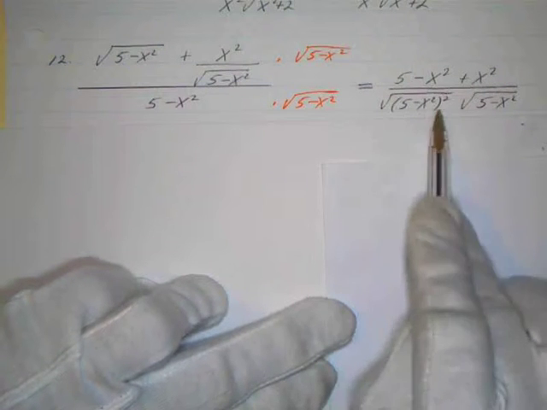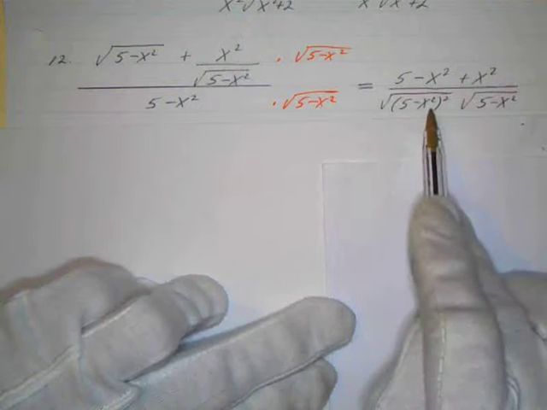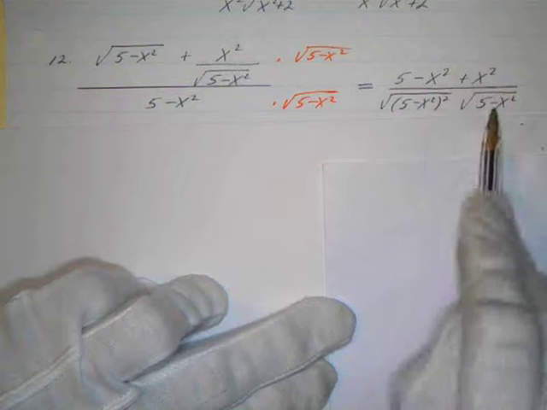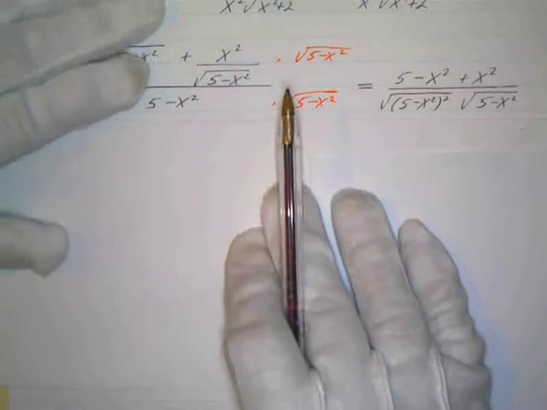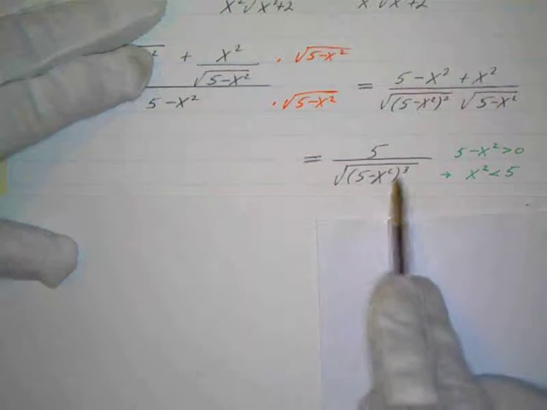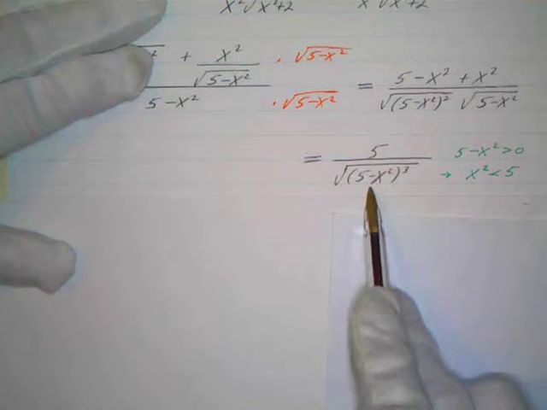If you take the square root of 5 minus x squared, you just get 5 minus x squared. But the reason why we can do this is because we can put these both under the radical, and we can write this as the square root of 5 minus x squared cubed, because I've got squared and first power. So that's a way of simplifying it.